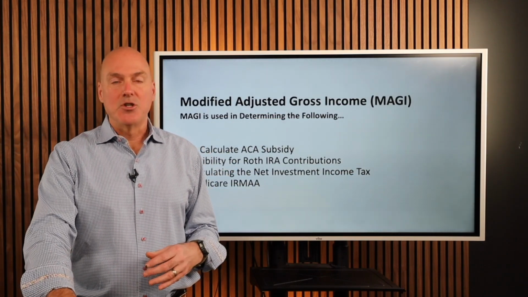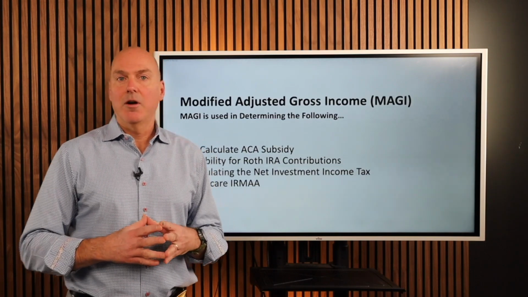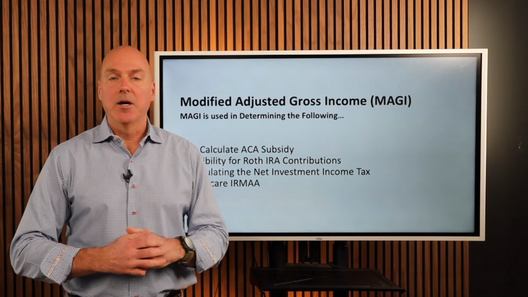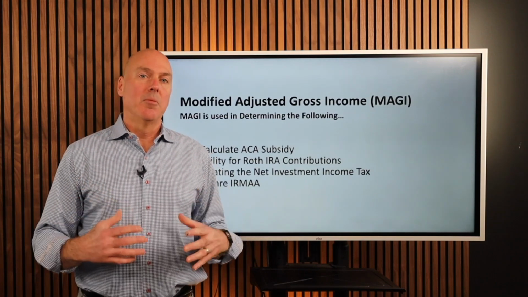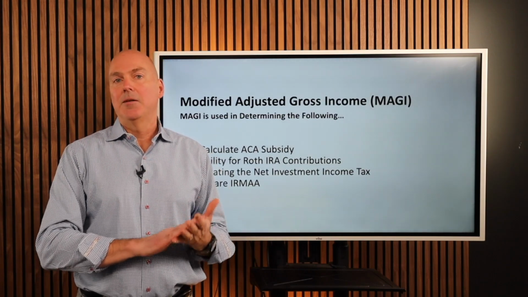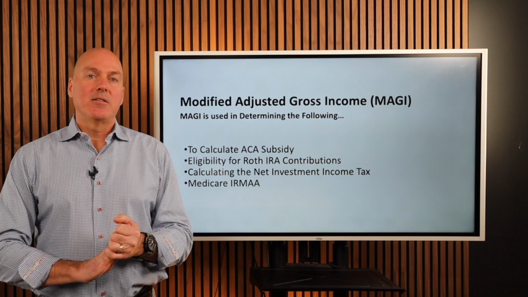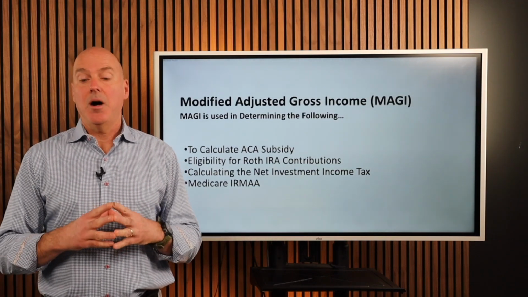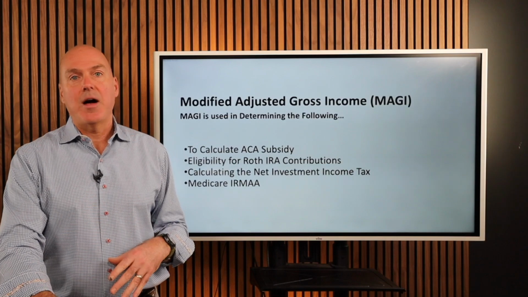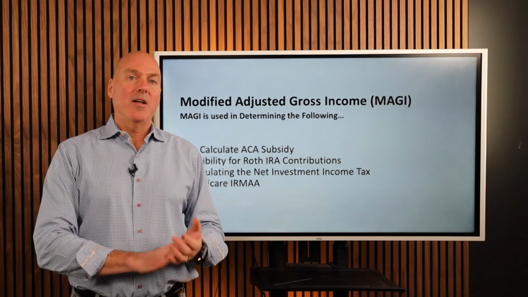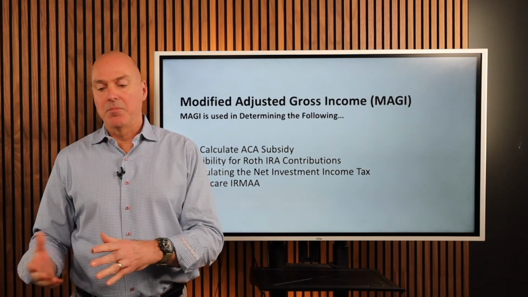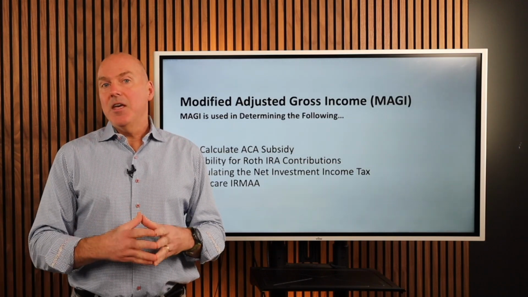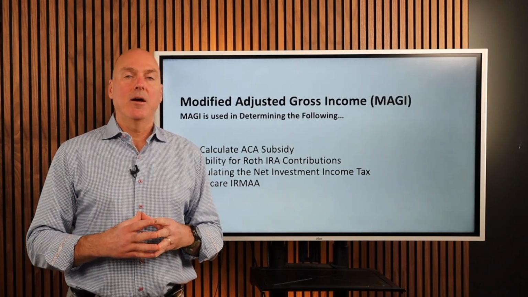And if you're married filing a joint tax return, that amount is $250,000. And then lastly, the really big deal here is Medicare IRMAA. That stands for Income Related Monthly Adjustment Amount. If your modified adjusted gross income is above $103,000 for an individual, or above $206,000 if you're married filing a joint tax return, you're going to start to have an extra fee applied to your Medicare premiums.